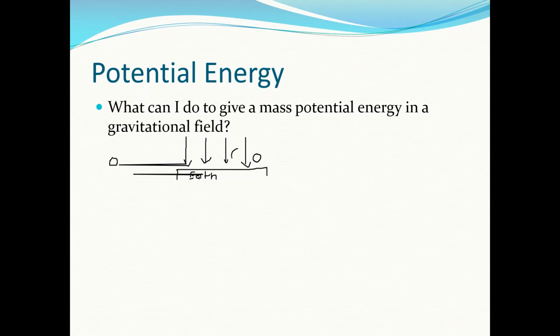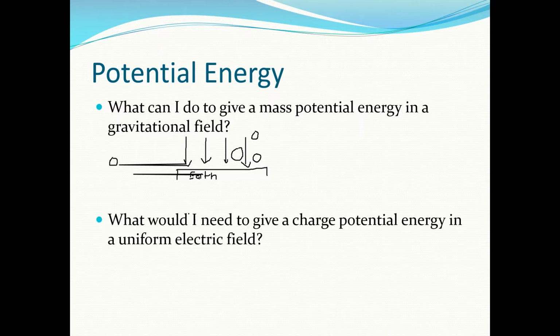If I have a bigger mass, it's going to have more potential energy than a smaller mass. And if I place that further away from where it wants to be at the Earth, it's going to have more gravitational potential energy. So a bigger mass has more potential energy, and if I place it further from where it wants to be, it has more potential energy. Think of the same thing.